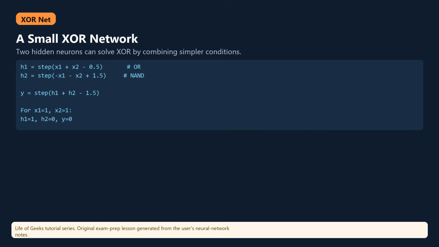For x1 equals 1 and x2 equals 1, h1 becomes 1 because OR is true. h2 becomes 0 because NAND is false when both inputs are 1. The output then calculates step of 1 plus 0 minus 1.5, which is step of minus 0.5, giving 0. That matches XOR. For 0,1 or 1,0, both hidden neurons turn on, and the final output becomes 1. This is a beautiful example of neural networks combining simple classifiers into a more complex classifier.